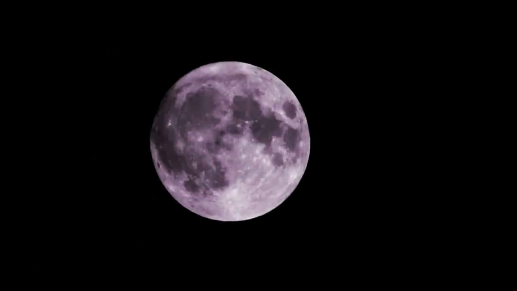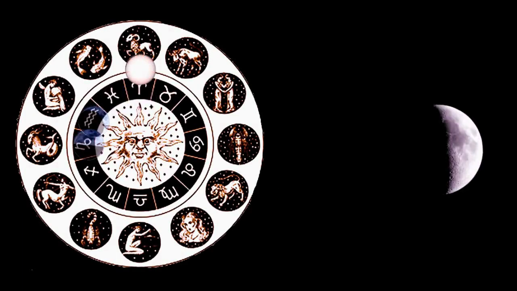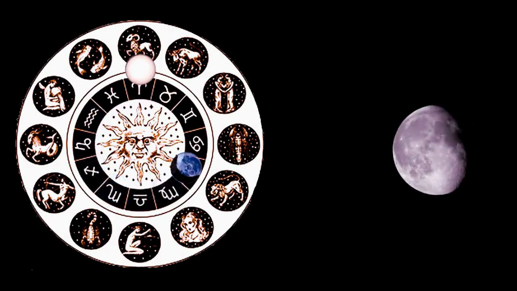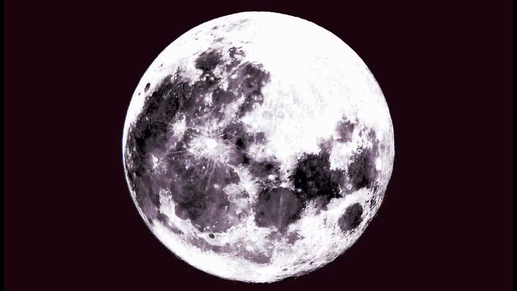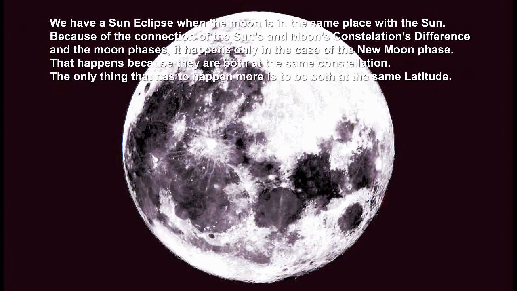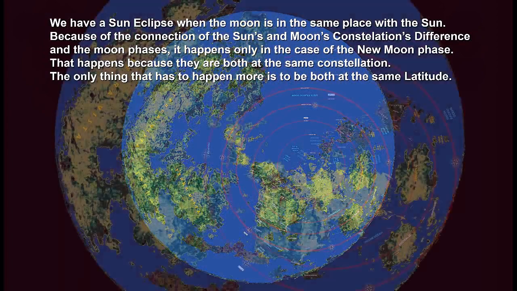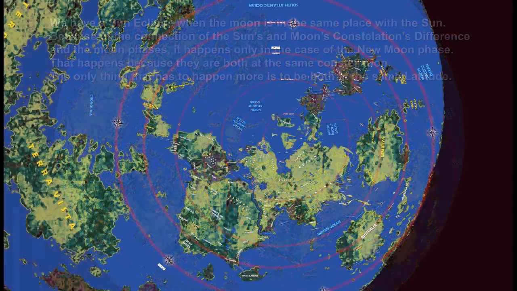Sun eclipse. A sun eclipse happens only when we have a new moon. The sun and the moon are in the same constellation only every new moon. That means that they are in the same direction for the observer. The only thing that has to happen more than the sun and the moon being in the same constellation is for them to be at the same circle of latitude during their own individual spiral motion.